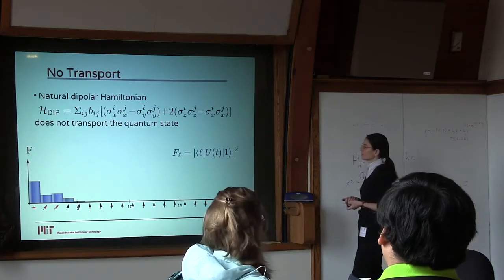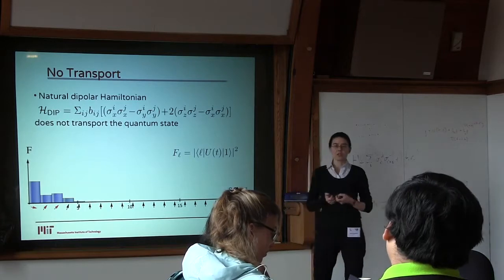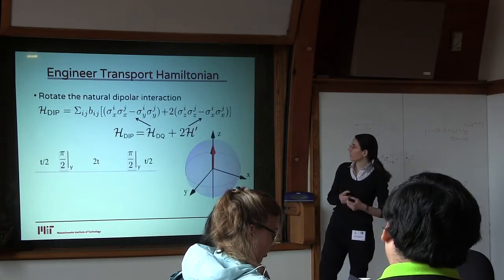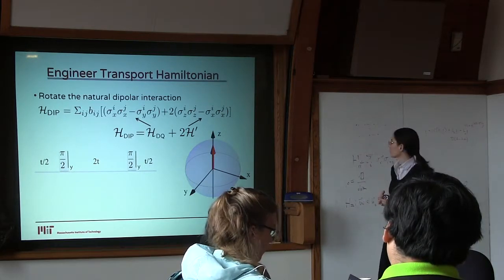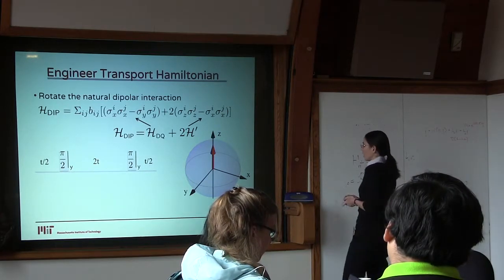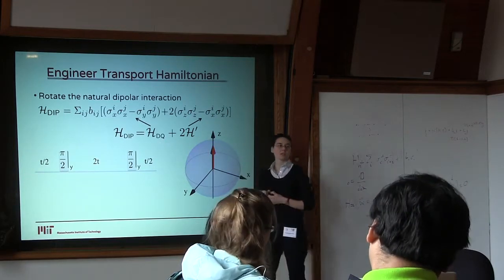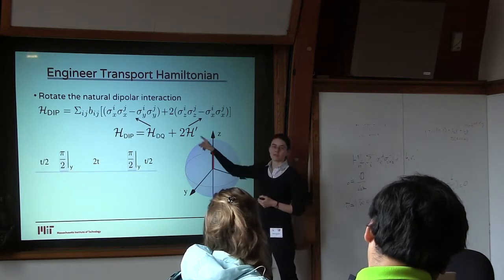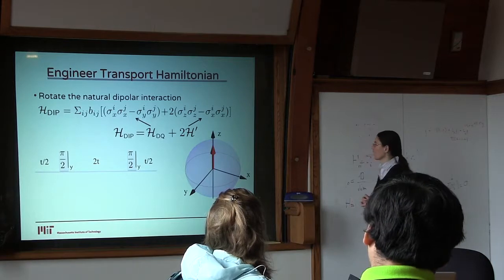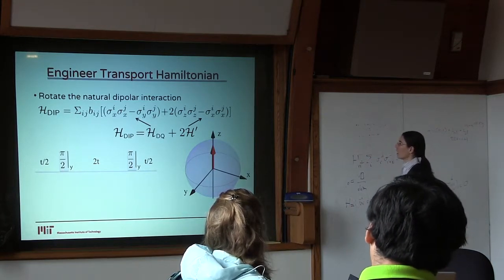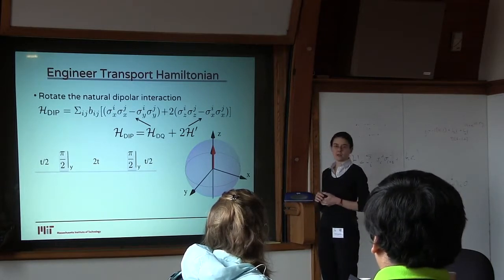So as I said, this natural internal Hamiltonian doesn't really give you transfer. So what you would like to do is to try to engineer the Hamiltonian that you actually would like to use in order to achieve the transfer. As I said, the dipolar Hamiltonian already contains the Hamiltonian that you can use for transfer, plus another part which you would like to erase. So how do you try to erase this part? What we can use is just a simple technique which allows you to engineer the Hamiltonian.